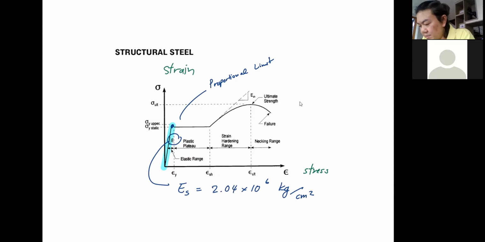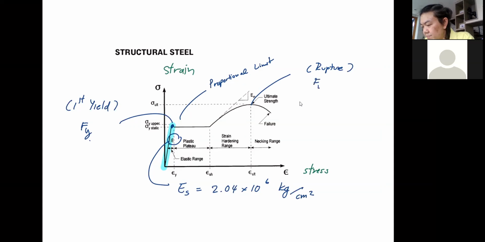Okay, once we reach this, now this is the first yield, so this is the yield stress of the steel. Once you reach the yield and you keep pulling it, it's going to reach the point where the rupture is going to occur. Say this is the first yield. So we call this yield stress. Okay, and once here, the structure will be ruptured into two pieces. So here, the rupture failure is going to occur at the ultimate strength. And we call this Fu, or the ultimate strength. Okay, so that's the basic idea.